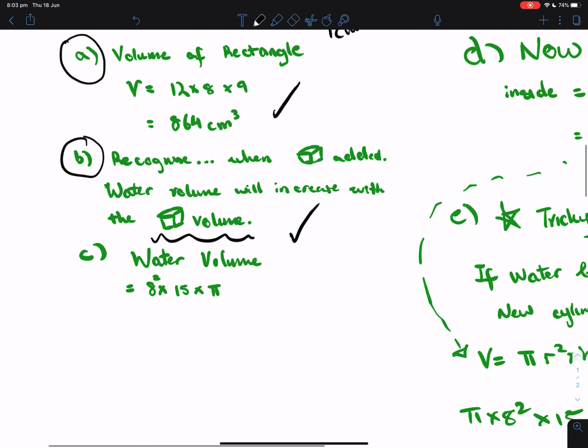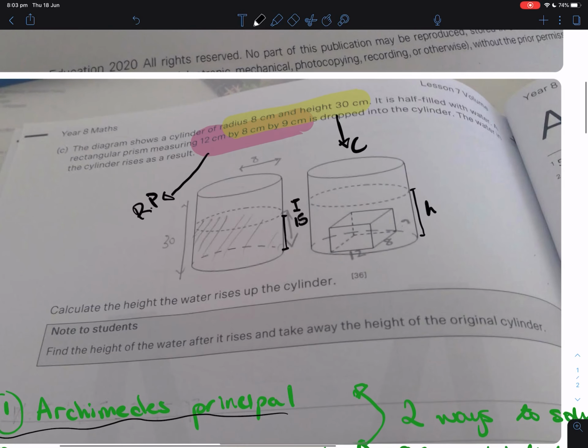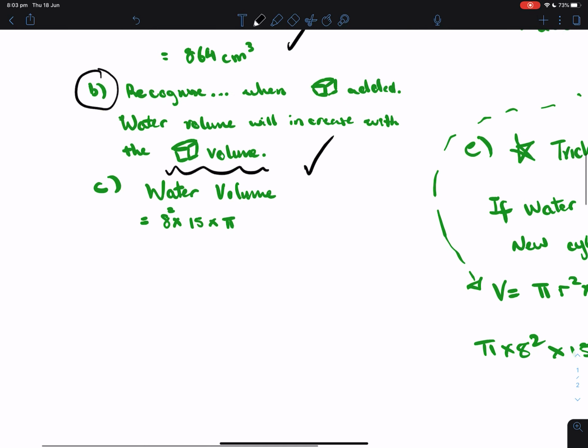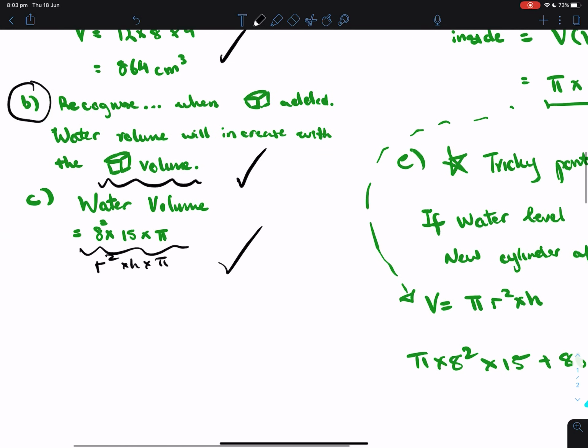Now for the water volume, they give us 8 as the radius, so from here to here, 8. The height is 15. The volume of a cylinder is the area of the base, which is pi r squared, times the height, 15. So this is r squared, this is the height, this is pi. Done, we've solved for all of this. This would be the water volume.